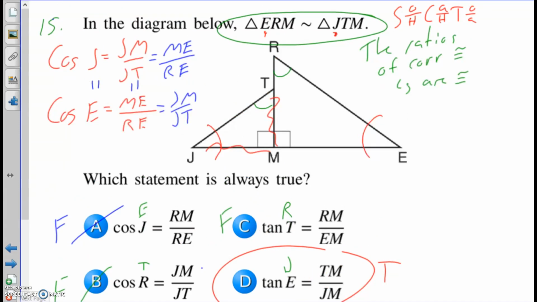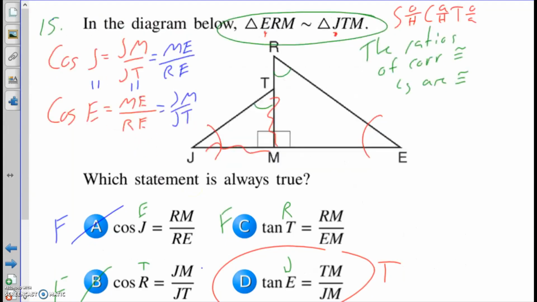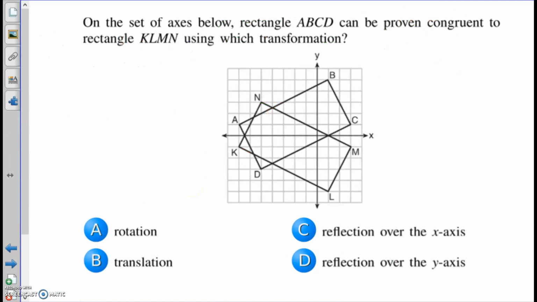All right, we're getting up to 12 minutes, but this is a real quick question, so let me do this one and then we'll stop here. I believe this is 16. Rectangle ABCD can be proven congruent to KLMN using which transformation? Again, remember corresponding order. What's first goes to what's first. A has to map to K, B to L, and so on. So what's going to map A to K?